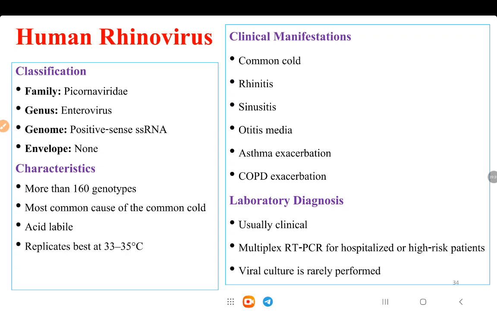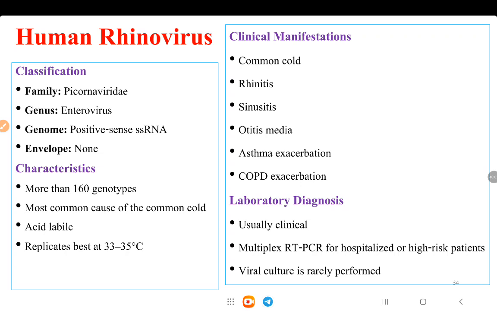It is the most common cause of the common cold. It is acid labile and replicates best at low temperature, we always find it replicating in the human body at 33 to 35 centigrade. The clinical manifestations of this virus: it can cause the common cold, rhinitis, sinusitis, otitis media, asthma, exacerbations, and COPD, chronic obstructive pulmonary disease.